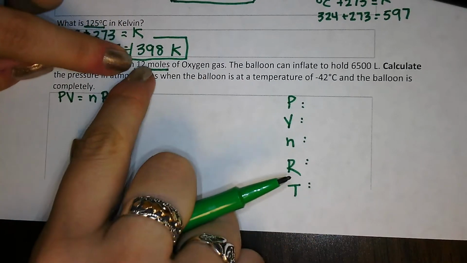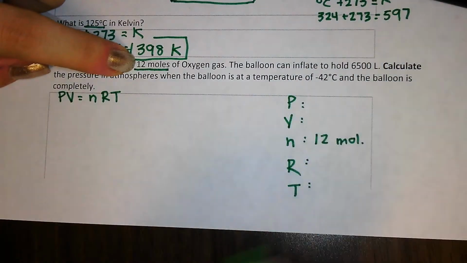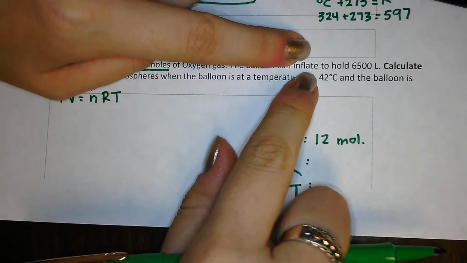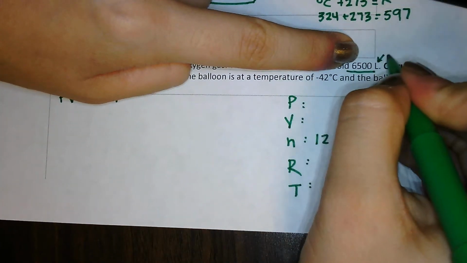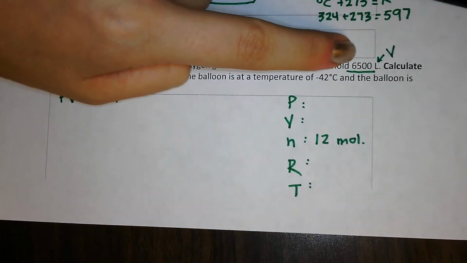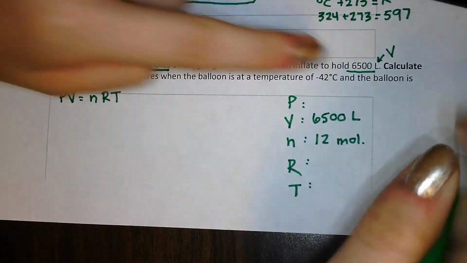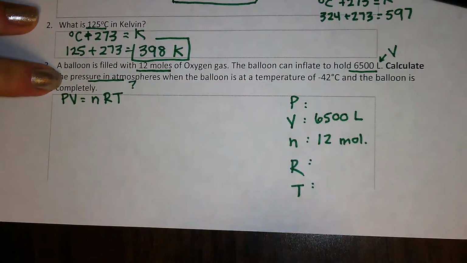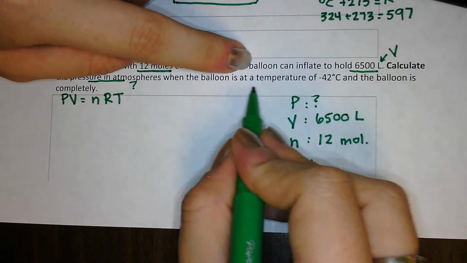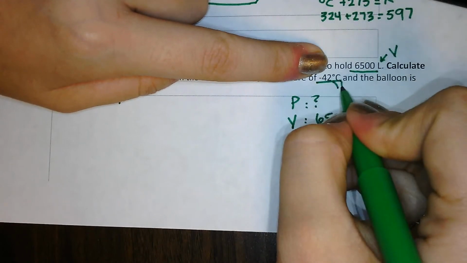A balloon is filled with 12 moles of oxygen gas. Right off the bat, I am given N, my number of moles. So I have 12 moles. The balloon can inflate to hold 6,500 liters. This gives me a pretty good indication that this is a volume unit. So I'm just going to write it right here for now. Calculate the pressure in atmospheres. So I am trying to find the pressure. I don't know the pressure. When the balloon is at a temperature of negative 42 degrees Celsius. So this is my temperature.